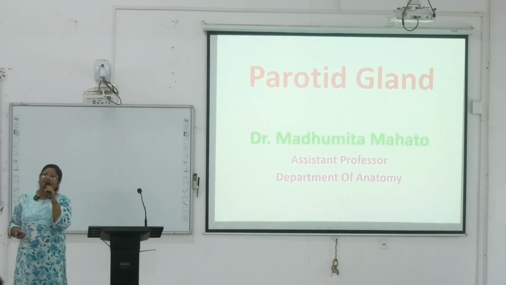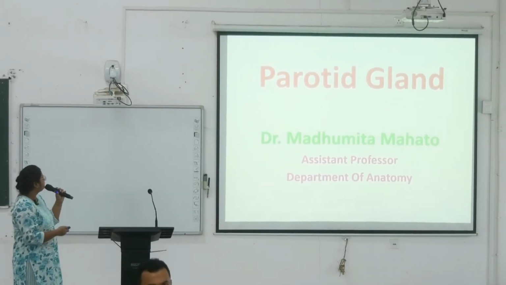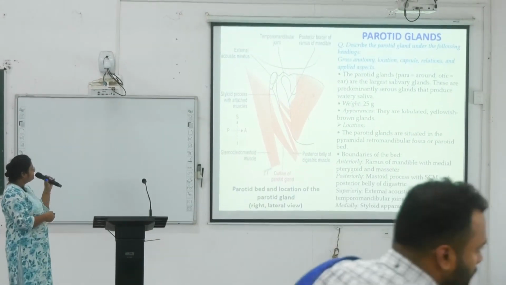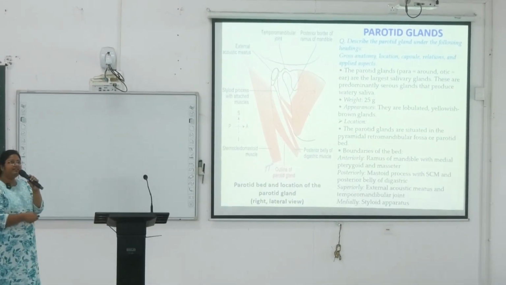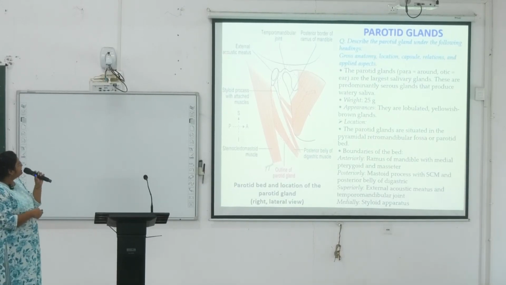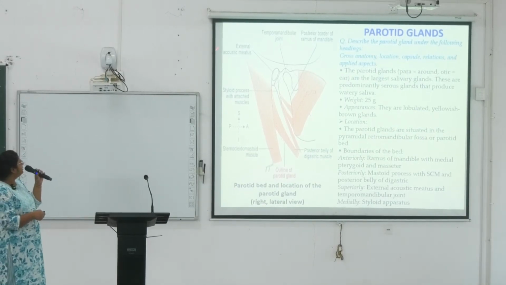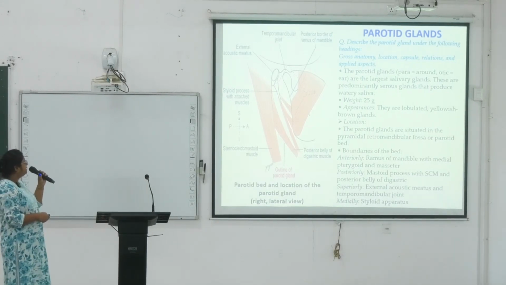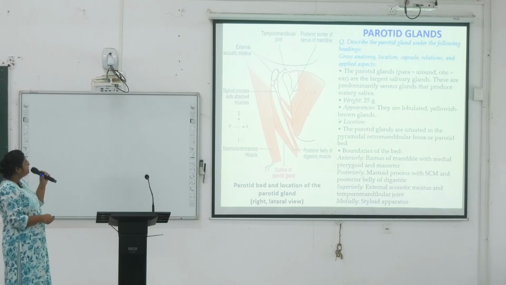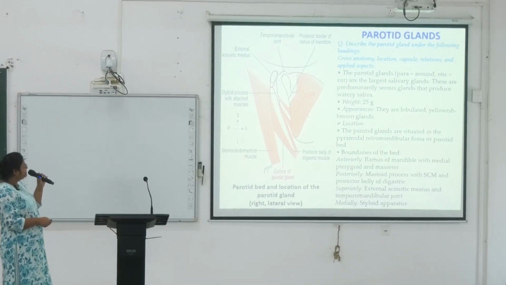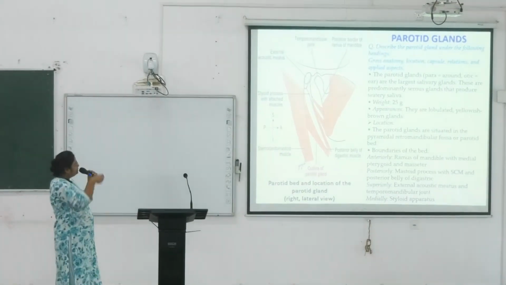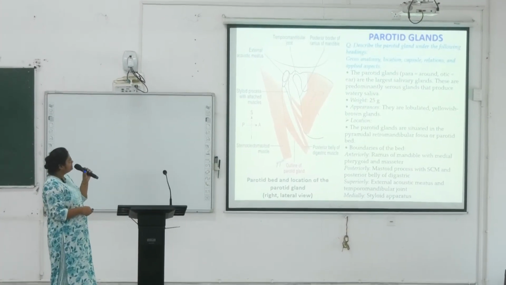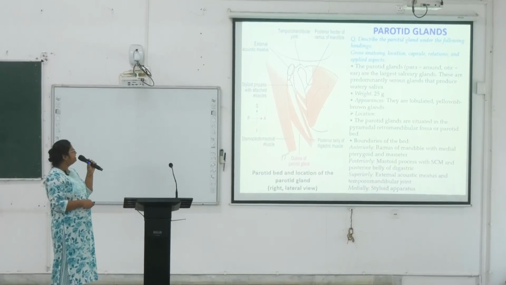Okay, so today's topic is the parotid gland. See, this is the parotid region near the ear. This is the external ear opening or external acoustic meatus. And this dotted line is representing the parotid gland along with its duct. So the parotid gland: para means around, otic means ear. It lies around the ear.